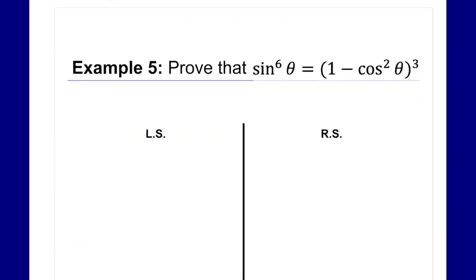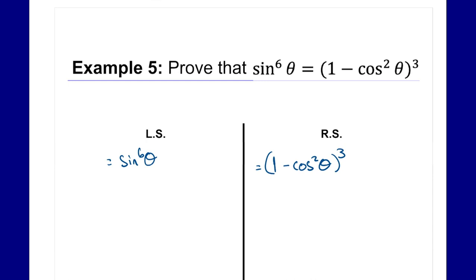Example 5. This one is a little bit more challenging. Again, just looking at different examples. So sine to the power of 6 theta equals 1 minus cos squared theta, all to the power of 3. Again, I'm just going to separate the left side and right side first. So sine to the power of 6 theta equals, and then on the right side, 1 minus cos squared theta to the power of 3.